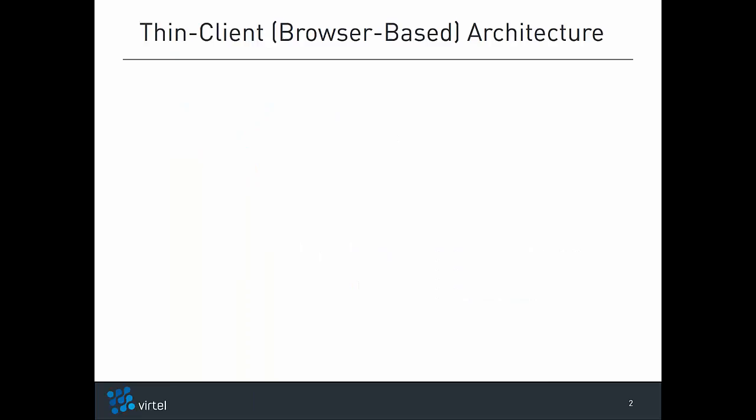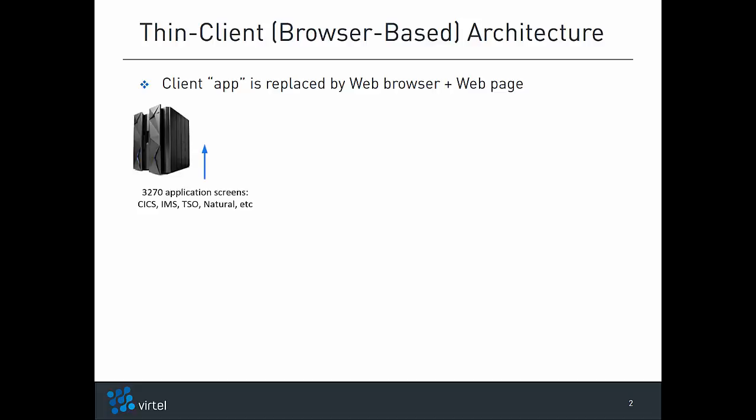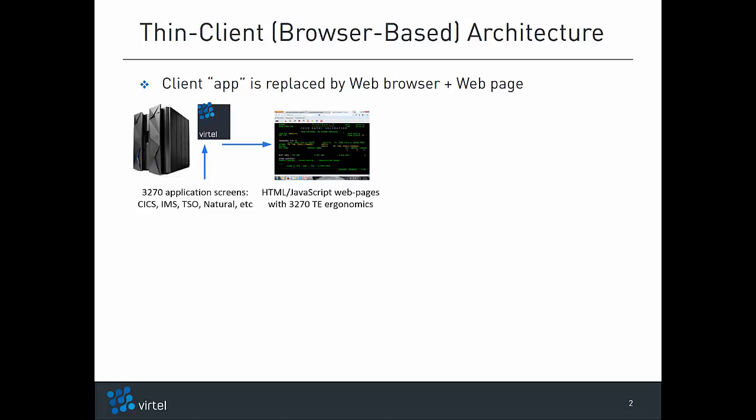How does it work? Virtel Web Access relies on a thin client, web browser-based architecture, which means that the 3270 emulation program, or client app, that most 3270 terminal emulators rely upon, is replaced by the client's web browser, to which Virtel Web Access serves an HTML JavaScript web page. 3270 application screens, such as those of CICS, IMS, TSO, and other 3270 applications, are served by Virtel Web Access as HTML JavaScript web pages with 3270 emulation ergonomics.